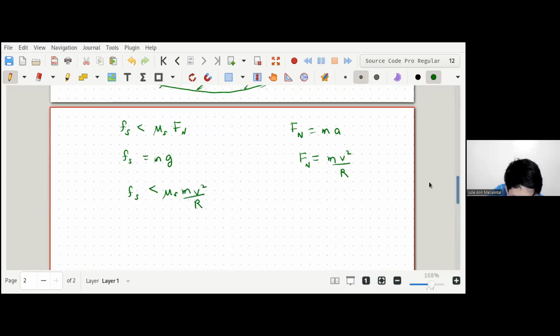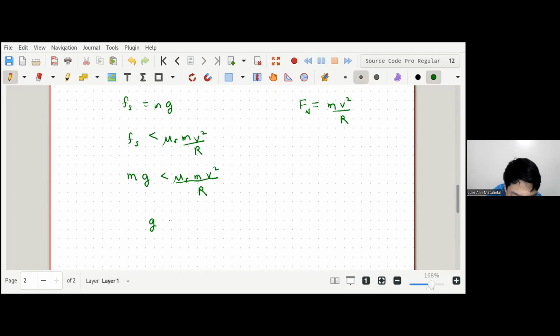And then if we use the condition static friction is equal to mg, we'll get g must be less than mu s v squared over r. And then, depende sa anong design constraints. For example, gusto mong paliitin yung rotational speed, ano dapat ang mag-adjust? Actually, greater than or equal.